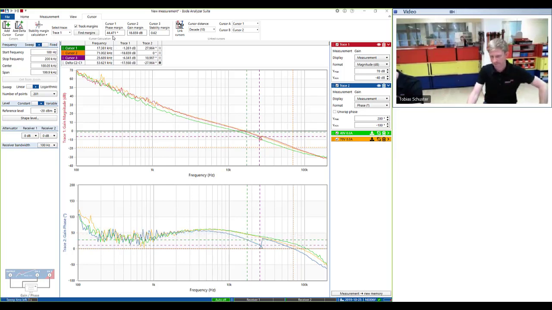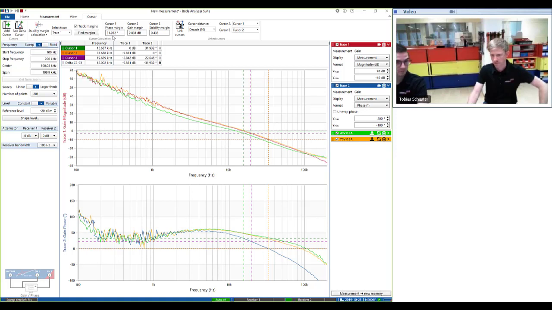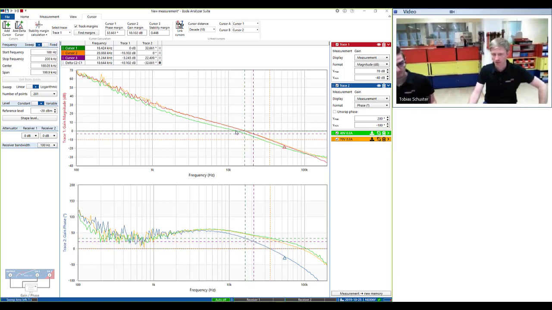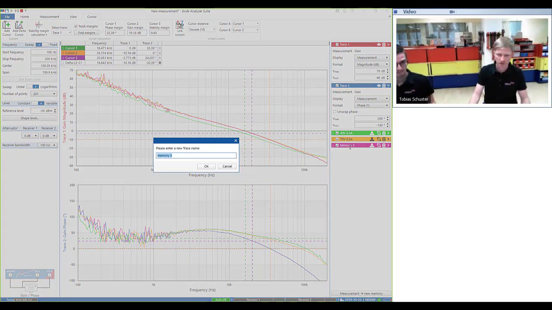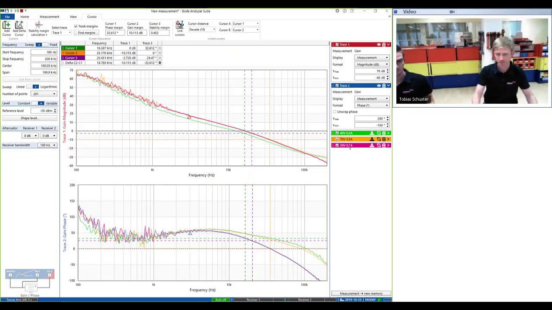Now at 20. Okay, so now we are at 20 volts, and now you can see here at the crossover frequency things start to change. The phase starts to roll off quicker, and we end up at a phase margin of 32 degrees. So that's not so nice anymore. I'll enter that into the memory and I call it 20 volts and 0.3 amps.